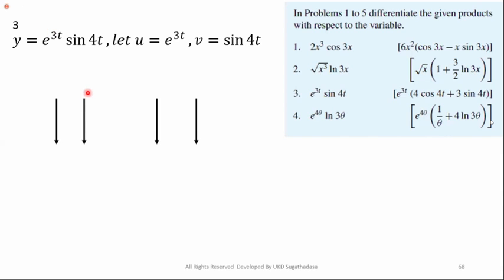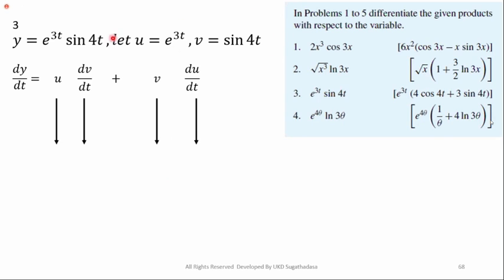Separate it: e to the power 3t sin 4t. When you are selecting u and v, you can take u as sin 4t and v as e^(3t), no problem, because the result is the same. But we can use the one that appears first as the u function, and the next as the v function. Now write the formula. But remember, you have to do the differentiation separately, then put the values here.